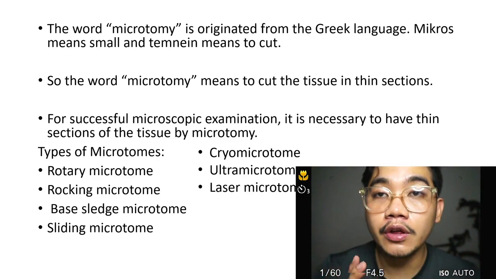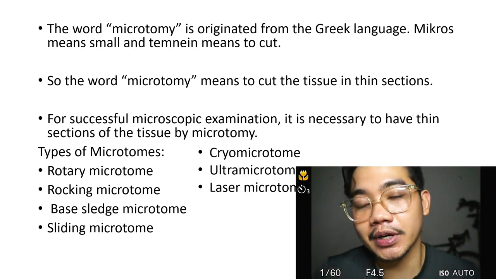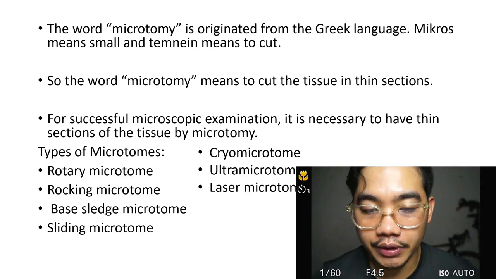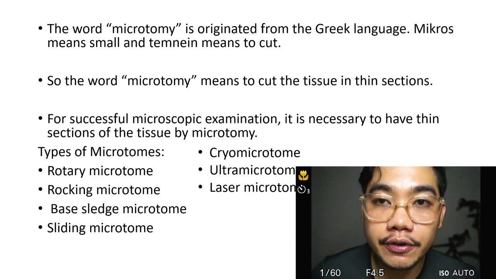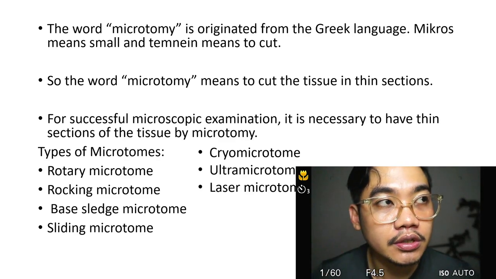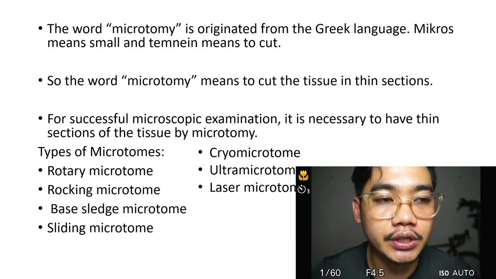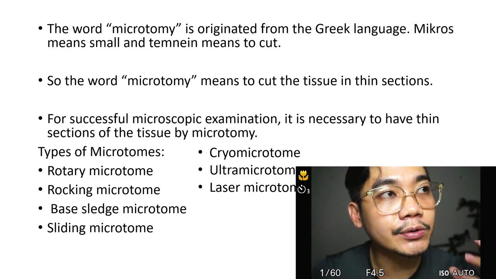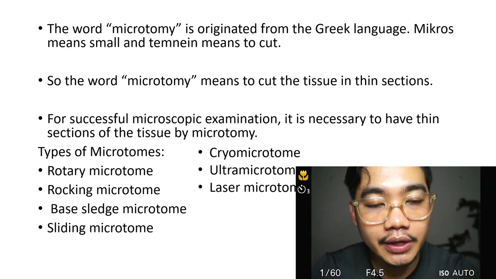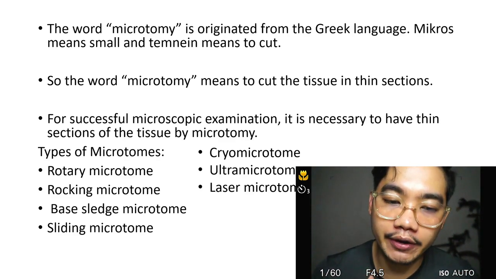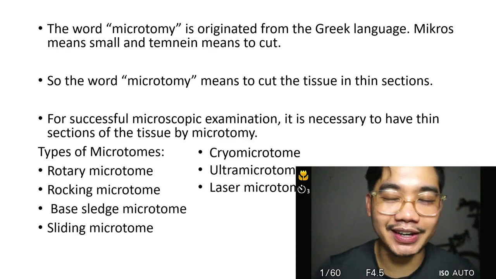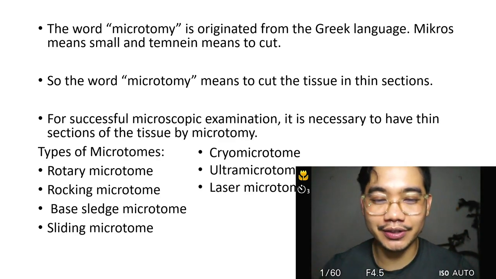The microtomes that I'm accustomed to are the rotary microtome and the cryo microtome. This cryo microtome, we use for frozen section biopsies. It's just a rotary microtome in which the environment in which the tissue is exposed to the blade to make thin sections is sub-zero, usually negative 20 to negative 35.